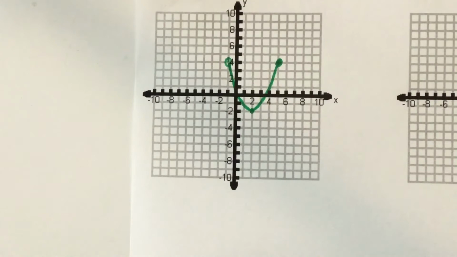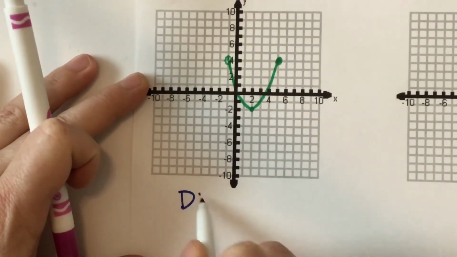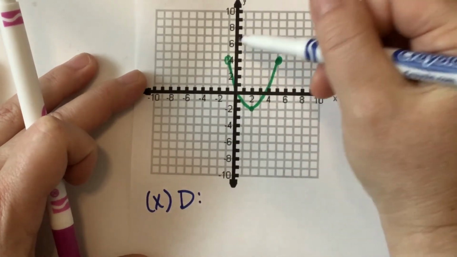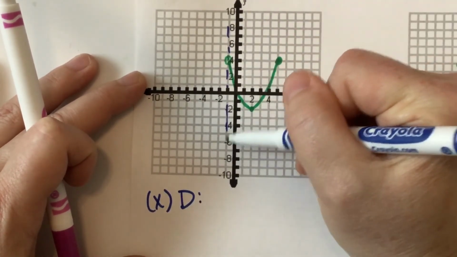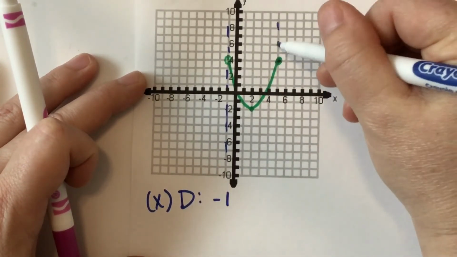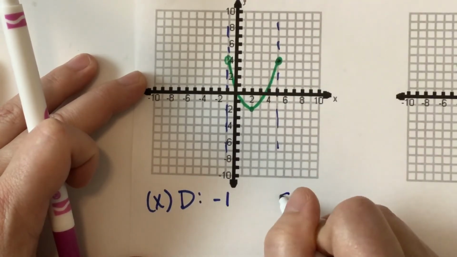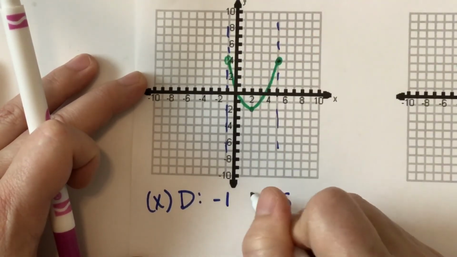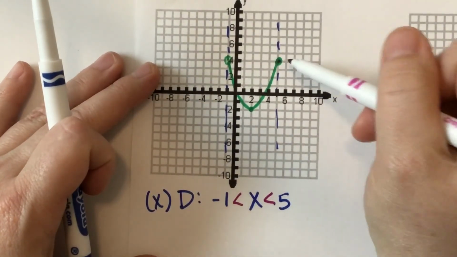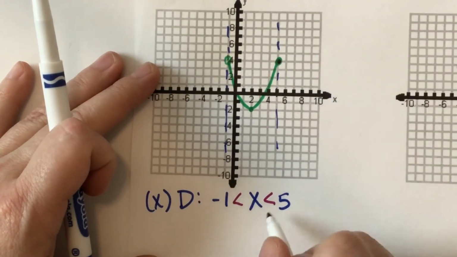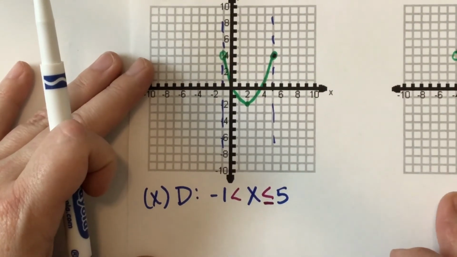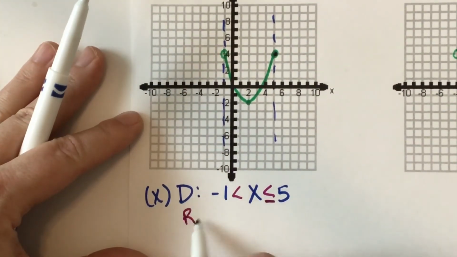So looking at this one, remember domain, you're looking at x's. We're looking left and right. This is my farthest left. This is my farthest right. So my farthest left x is over here at -1. My farthest right x is over here at 5. And it's all the x's in between. So I put x in between, and then I slap those symbols down. Over here at the 5, there's a closed circle, so it gets an equals. But at the -1, it was open, so no equals. And that's the domain.